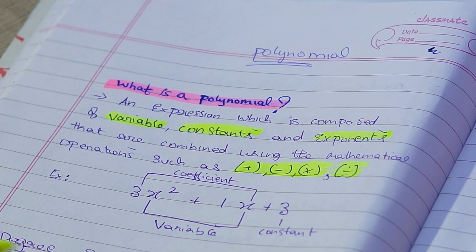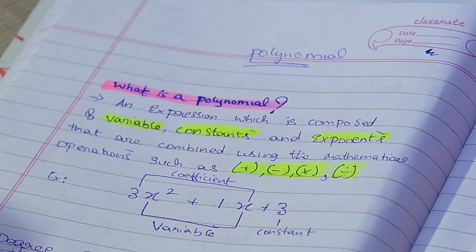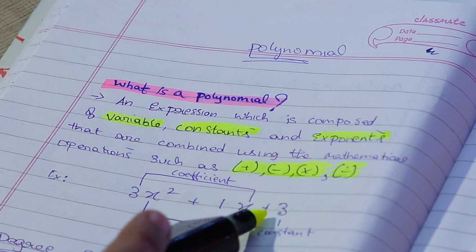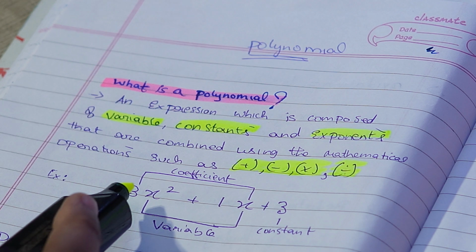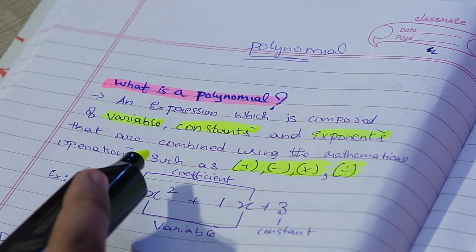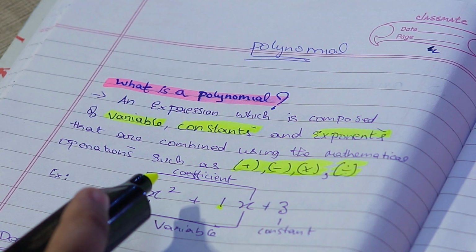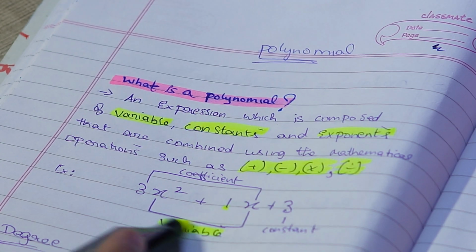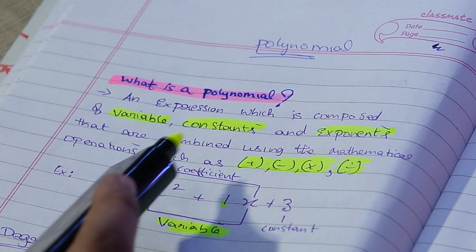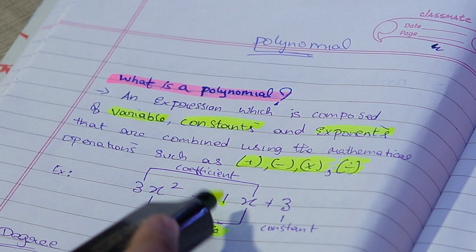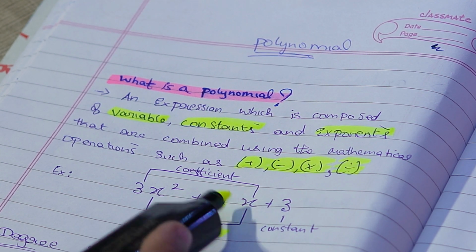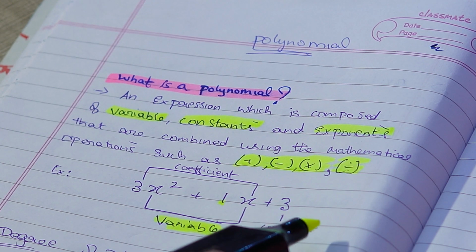For example, let's take the polynomial 3x² + 1x + 3. In this, 3 is a coefficient, 1 is also a coefficient, and x² and x are variables. So 3 is the coefficient of x², 1 is the coefficient of x, and 3 is a constant.